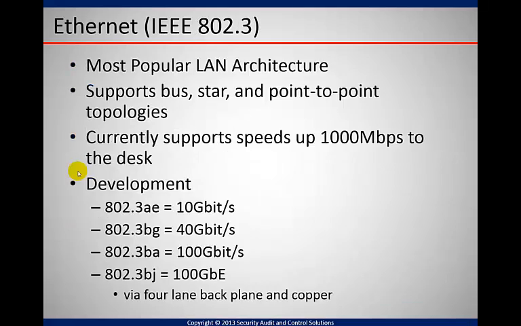Then IEEE 802.3 is the most popular LAN architecture. It supports bus, star, and point-to-point topologies. It currently supports speeds up to 1 gig, 1000 megabits to the desktop. However, 10 gigabit is in production. We have in development 802.3ae, which is 10 gigs, bg 40 gigs, ba 100 gigs, and bj also 100 gigs. But this is only via 4-lane backplane and on copper in switches or routers.